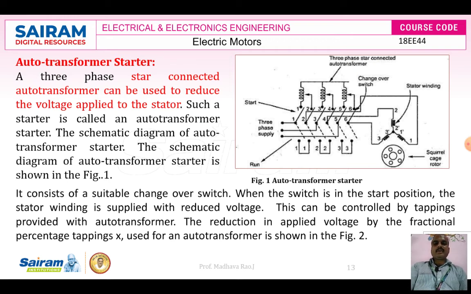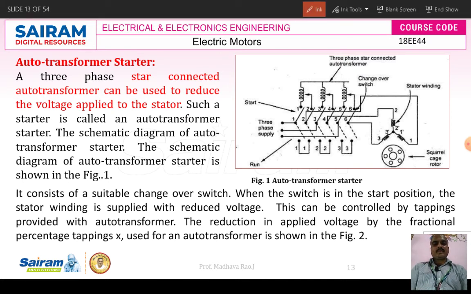Here we can see a 3-phase star connected auto transformer can be used to reduce the applied voltage to the stator. In a delta type induction motor, VL is equal to V phase. This can be a limitation in the star delta type starter, so this can be eliminated. It can be solved by using the auto transformer starting method.